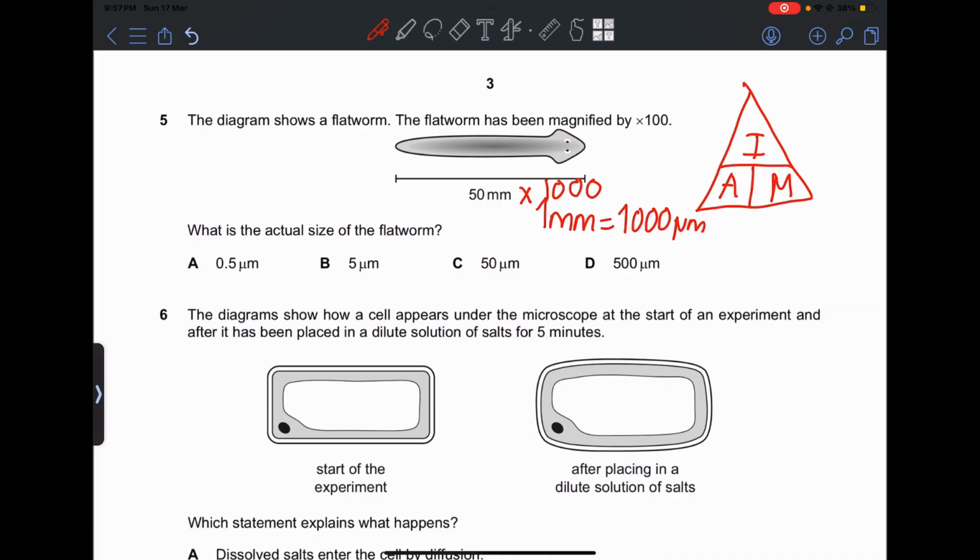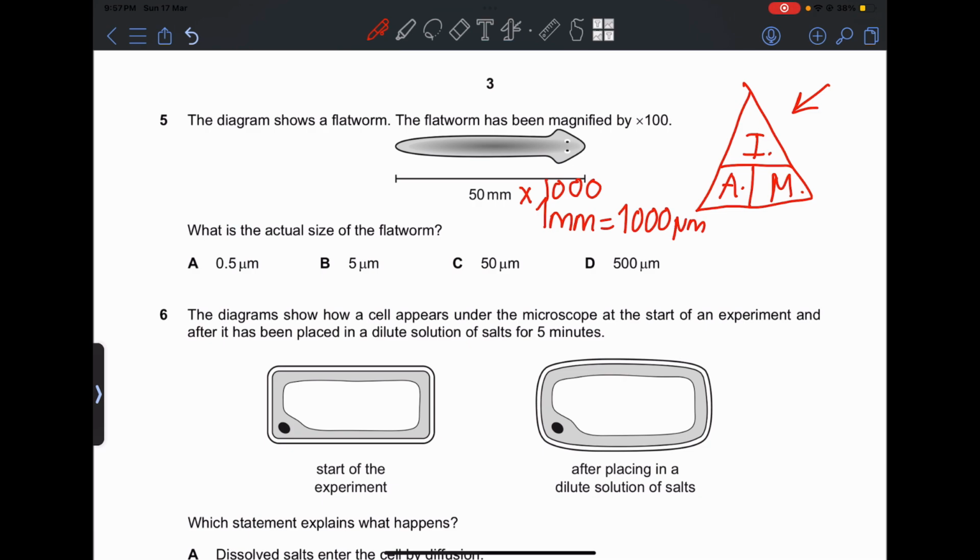The diagram shows a flatworm. The flatworm has been magnified by 100 times. What is the actual size of the flatworm? So we know that if you want to calculate these types of questions, you have to use the I A M triangle. The I stands for image, the A stands for actual size, and the M stands for magnification.